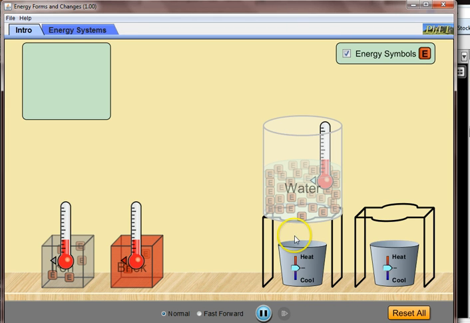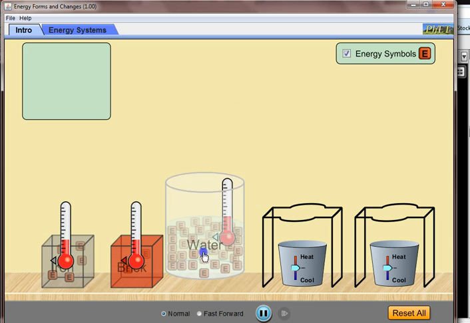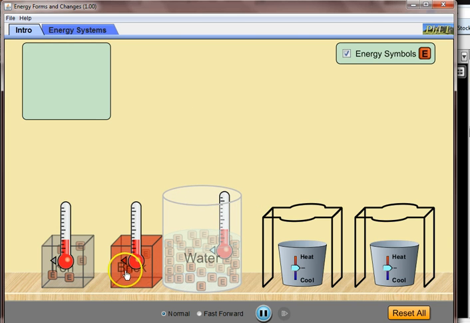Now you can see that there is a lot more energy in the water than in the brick and iron, even though they have the same temperature. You can see that their temperature is the same, correct? Their reading on the temperature is the same, yes, but the energy in water is much more than the energy in iron and brick.